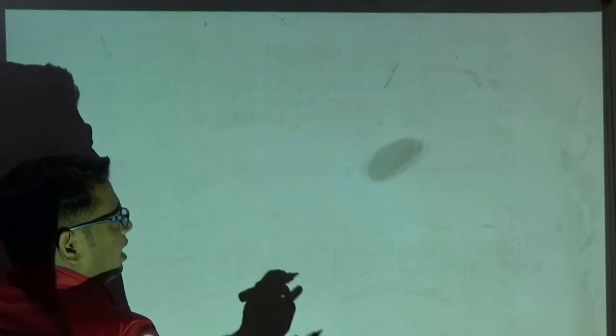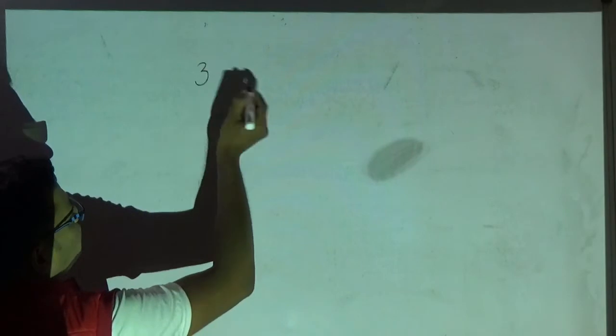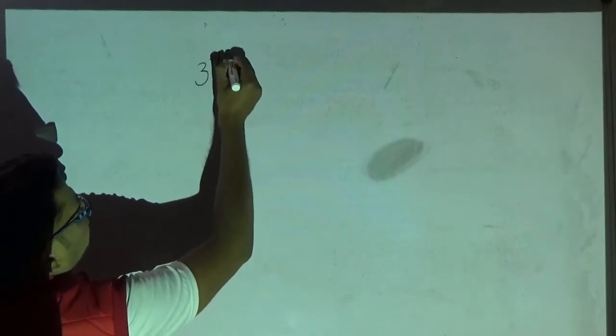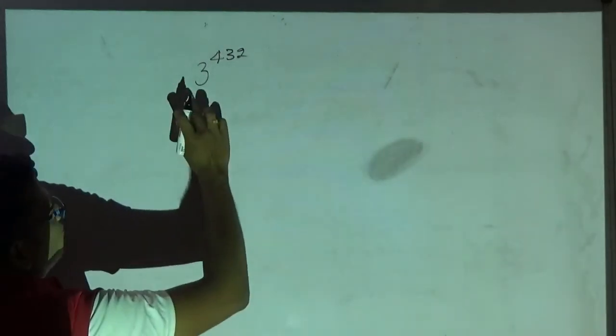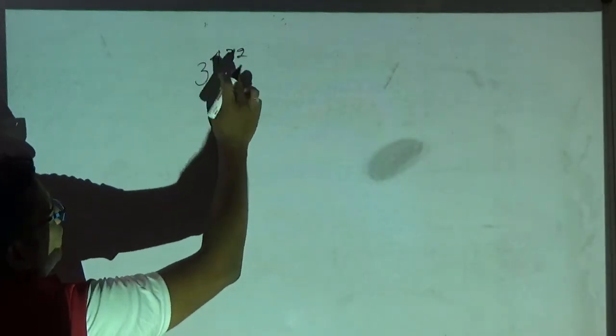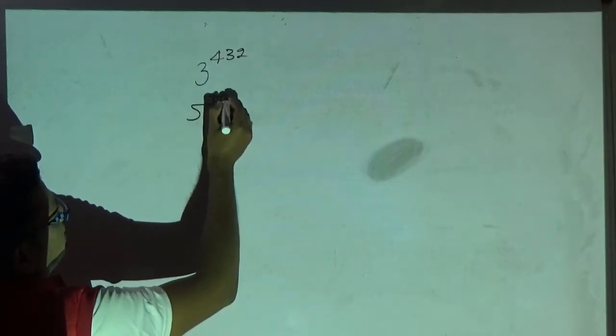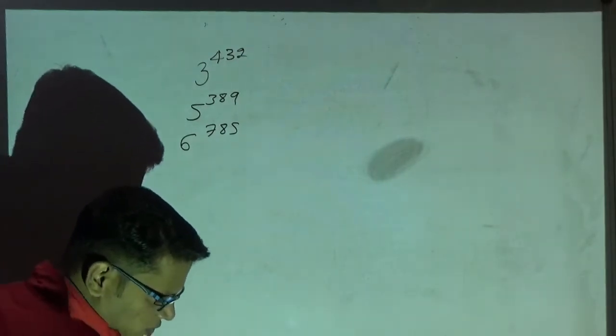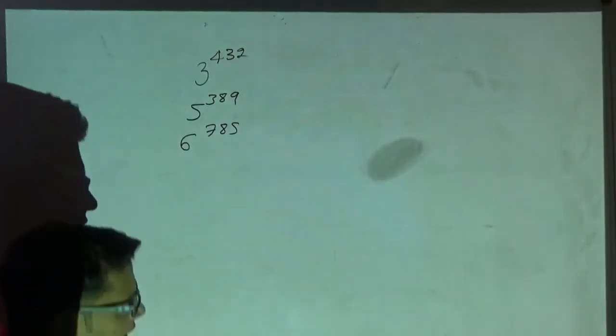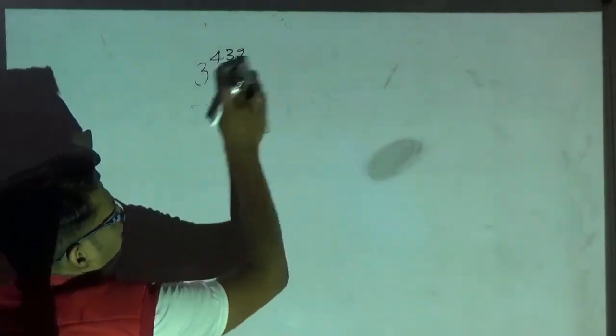Now, the next set of questions may ask what will be the units place digit in your answer. For example, they may ask what will be the units place for 3 power 432, 5 power 389, 6 power 785. Instantly, just like a calculator, you can get the answers by following the trick that I am going to give you now. Please follow the trick.